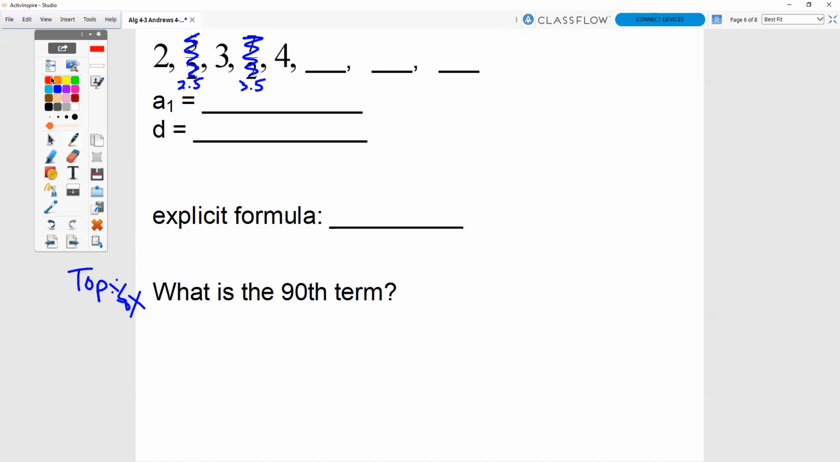So how do you get from 2 to 2.5 to 3 to 3.5 to 4? Well, I'm adding by 0.5, adding by 0.5, adding by 0.5, adding by 0.5. So plus 0.5, I'm going to have 4.5, plus 0.5, I'm going to get 5, plus 0.5, I'm going to get 5.5. The a sub 1 is your first term. So that is 2. The common difference, I'm adding by 0.5 each time, so it is 0.5.